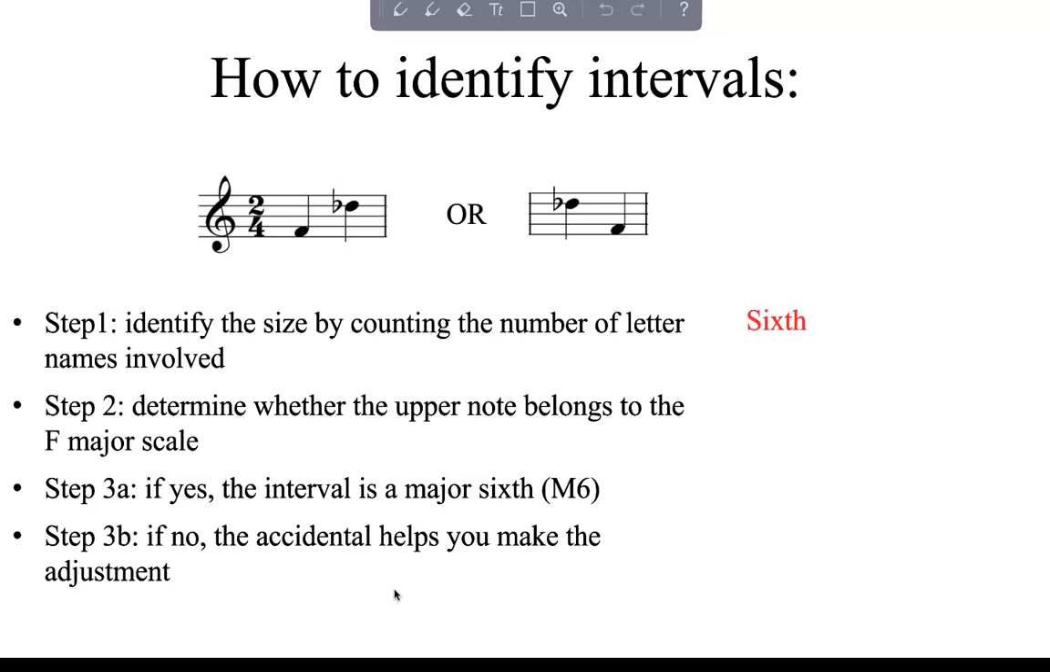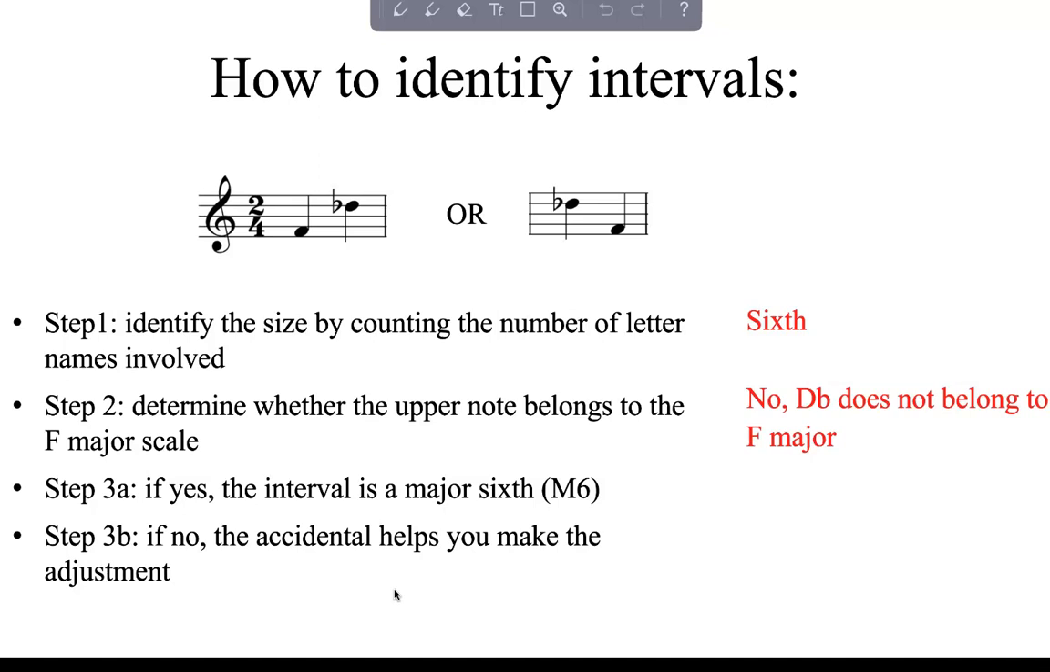Step 2, determine whether the upper note belongs to the F major scale. We know that F major scale has one accidental, which is B flat. So obviously, D flat does not belong to F major. And then we go to step 3B. Let's see how the accidental helps us to make the adjustment.